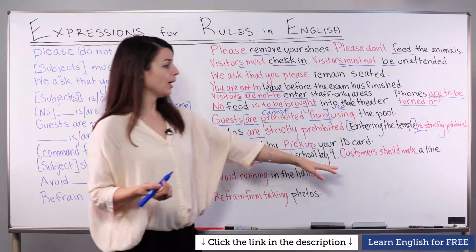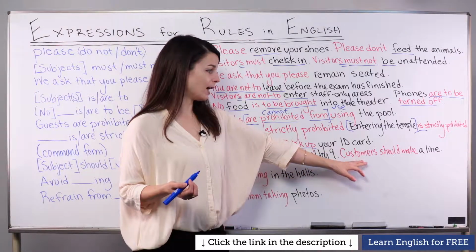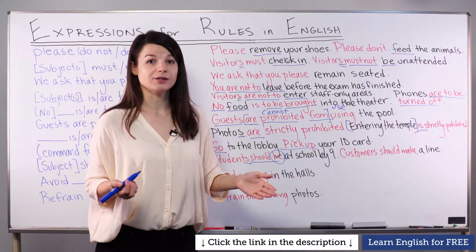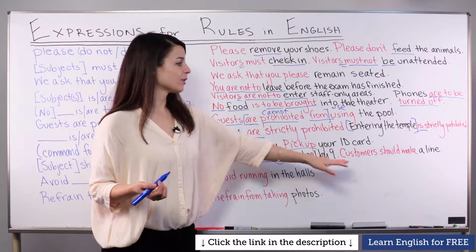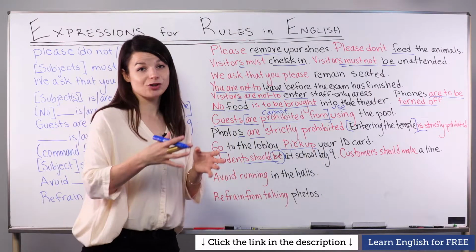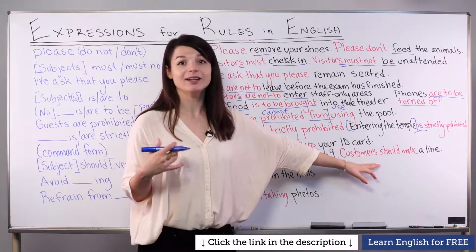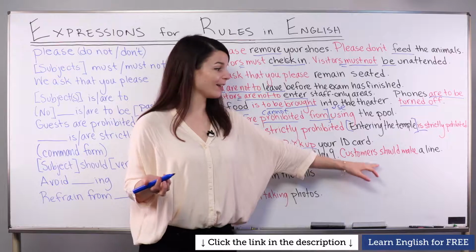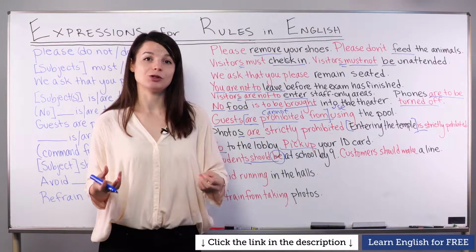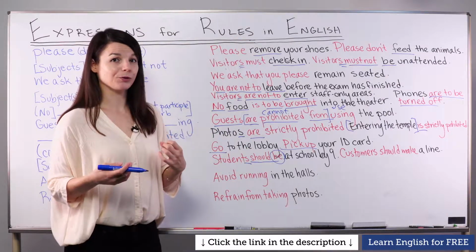One more example. Customers should make a line. Customers should make a line. This is something you might see at a retail store or department store, for example. So customers should make a line. Again, this is kind of like a soft suggestion for a rule. Like you won't get in trouble, customers will not get in trouble if they do not make a line, but it's a good idea too. Like it's best for everybody to do this thing. So you'll see this should for kind of softer rules.